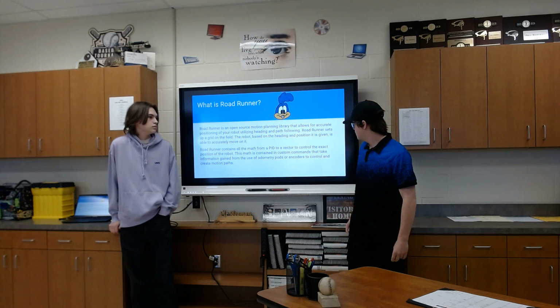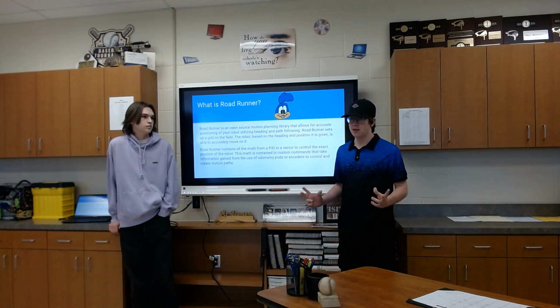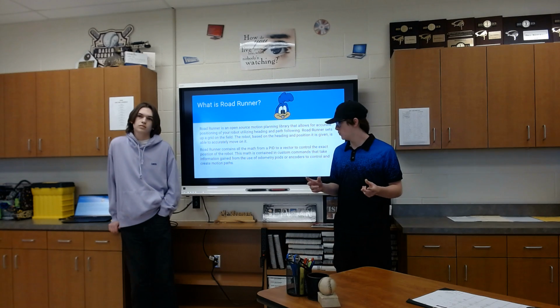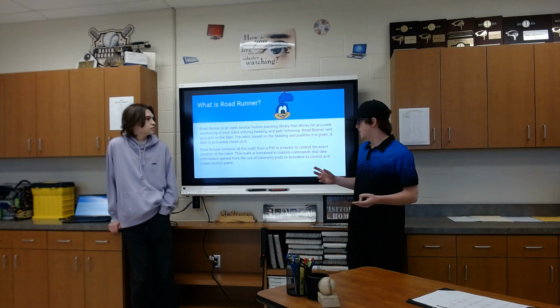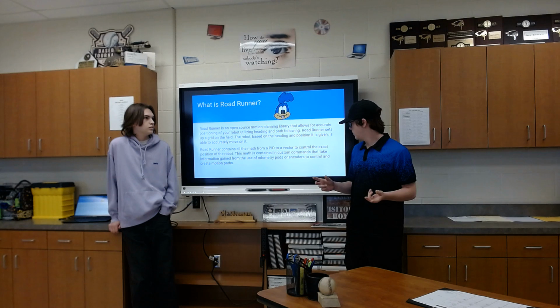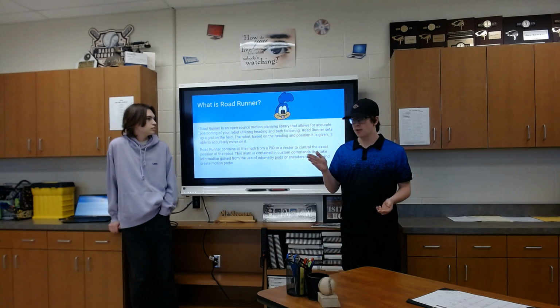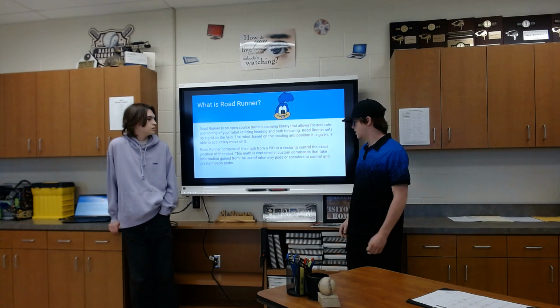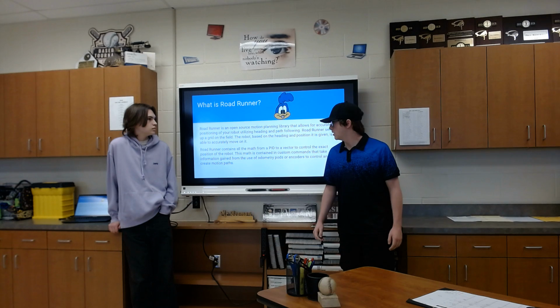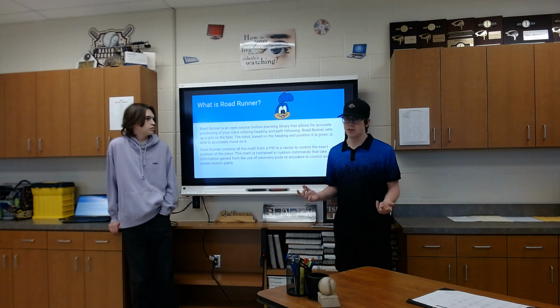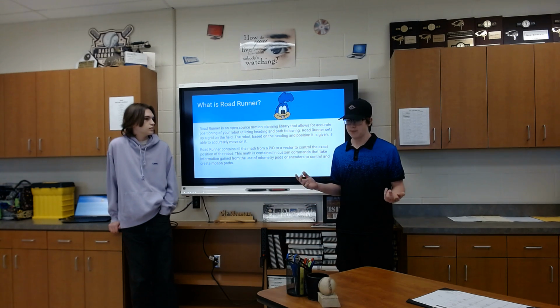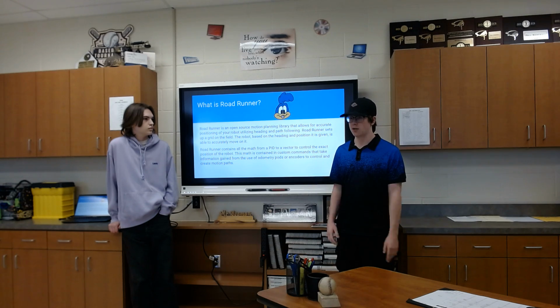So Roadrunner uses all the math from your encoders and dead wheels to control the exact position of the robot on the field, as well as the heading of it. It's contained in custom commands that use the information gained from these encoders and dead wheels to move it relative to where it is currently on the field.